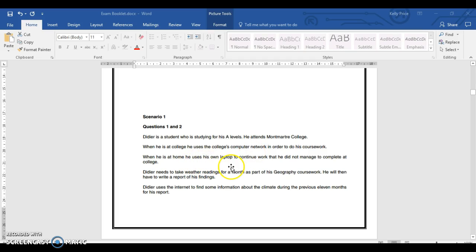When he is at home, he uses his own laptop to continue work. So I think you're already gathering from here that they're going to ask you about storage devices. He decided to take weather readings for a month for part of his geography coursework. He would then have to write a report on his findings. He uses the internet to find some information about climate change during the previous 11 months for his report.